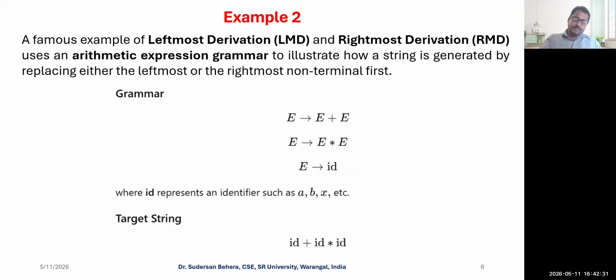Now let us go for the leftmost derivation first, and the corresponding derivation tree or parse tree. Then go for the rightmost derivation. Try to understand what is the rightmost derivation and the corresponding tree.